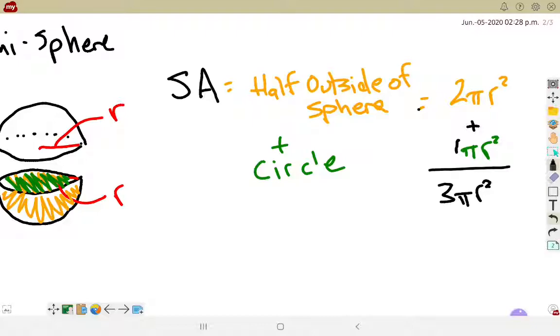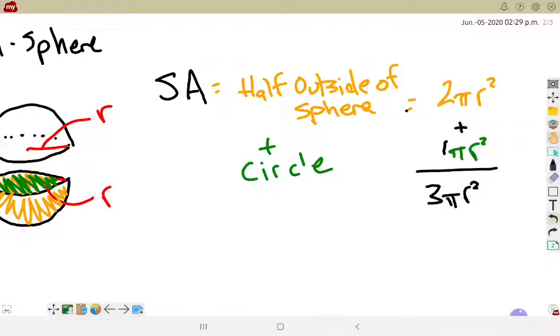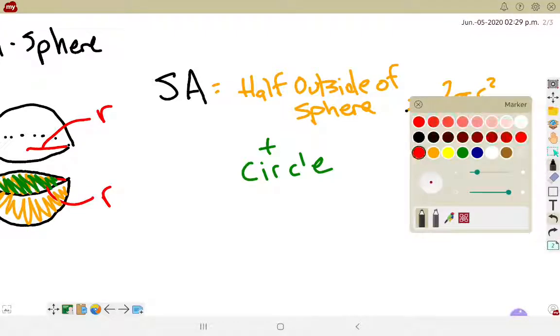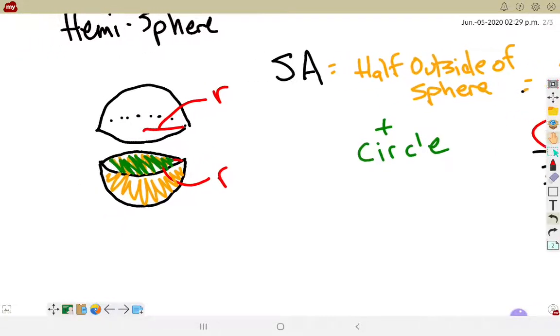Now, I don't necessarily like to work with this formula because quite often when I'm calculating surface area with a hemisphere, that hemisphere is attached to something. So many times I won't even end up using this, and I'm probably just working with half of the outside. But if you do have a hemisphere all by itself, that would be the calculation.